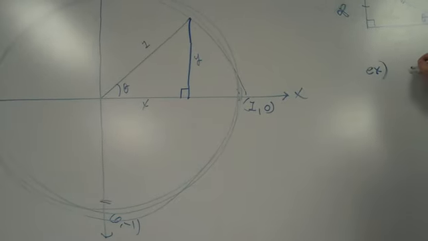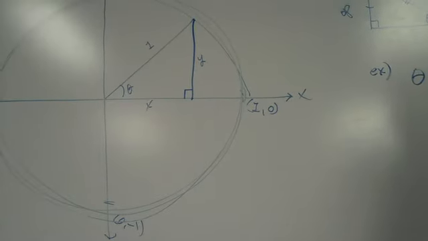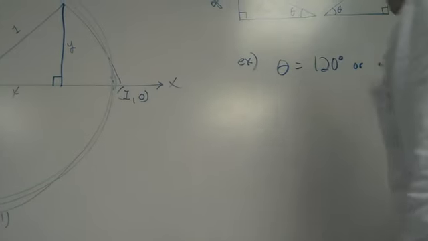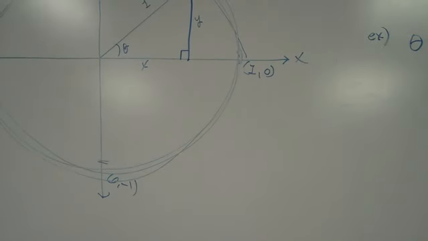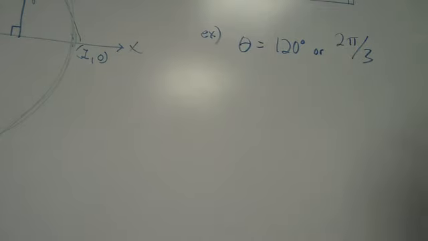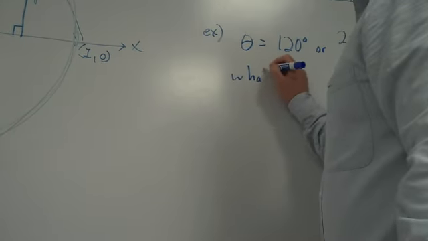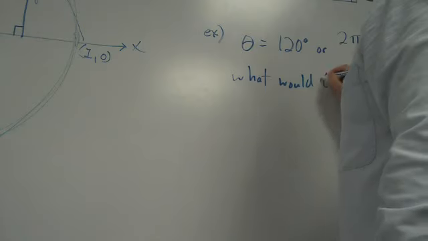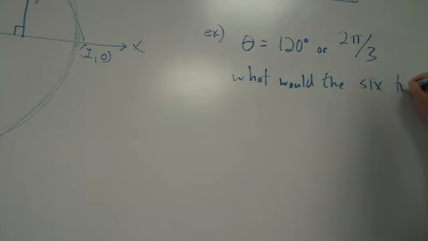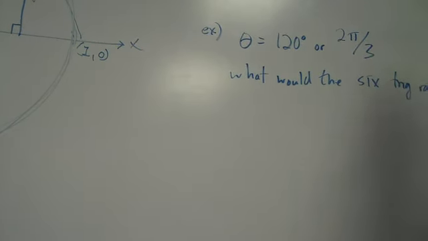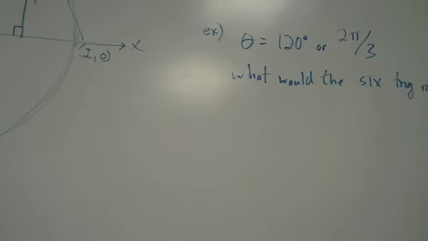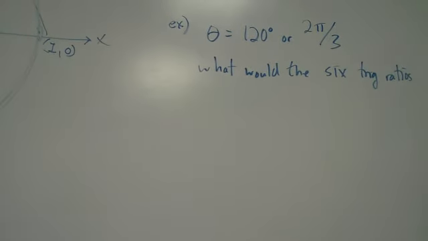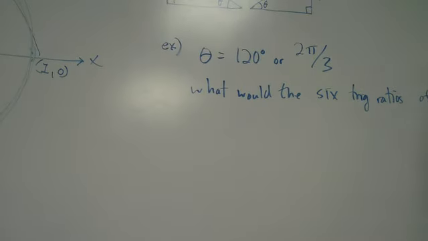So, for example, if I say theta equals 120 degrees, it's twice 60, so that would be 2 pi over 3. See, pi over 3 is 60 degrees. I doubled it, same as 120. All right, what would the 6 trig ratios be, we're going back to Monday now where I told you about secant, cosecant, and cotangent, of 2 pi over 3?